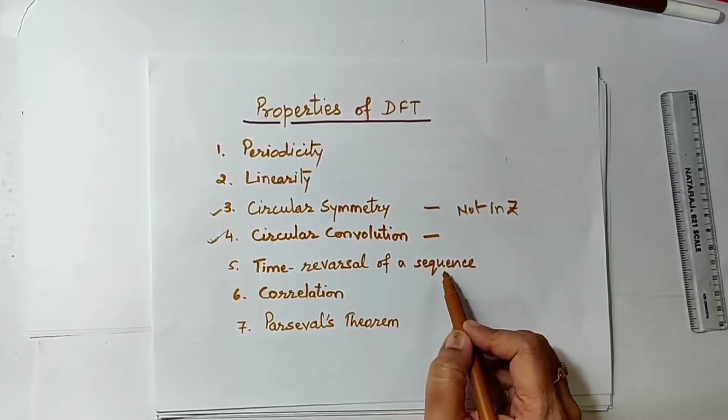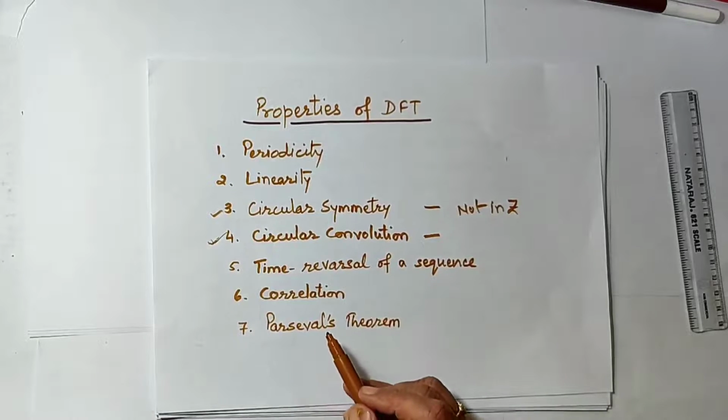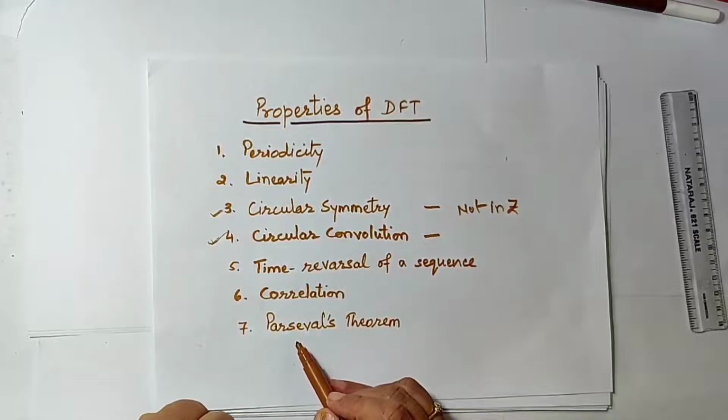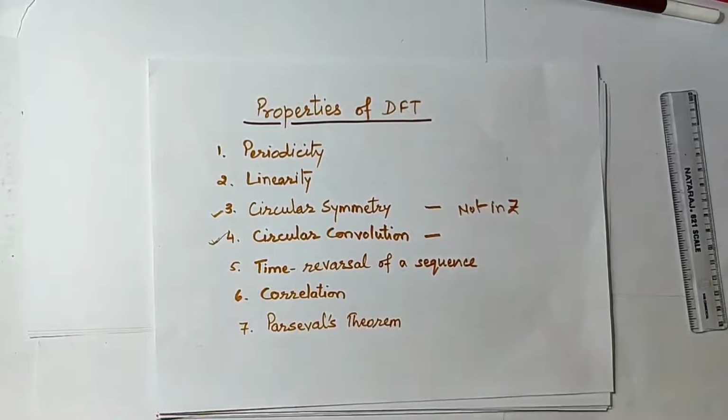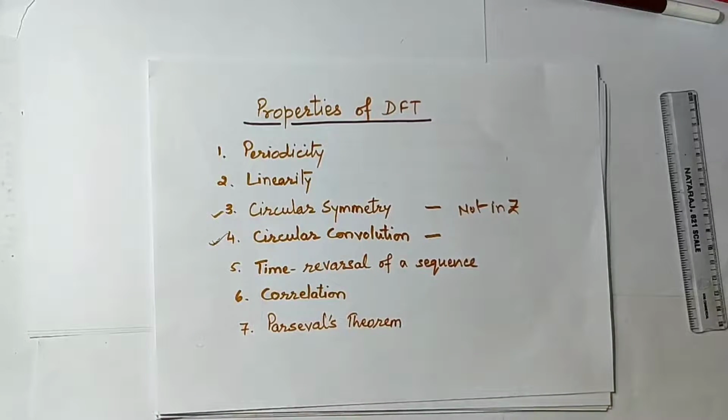Today we are going to cover the rest of the properties: time reversal of a sequence, correlation property of DFT, and Parseval's theorem. These three properties we are going to cover today, and by concluding these three properties, the DFT will be over in this lecture series.